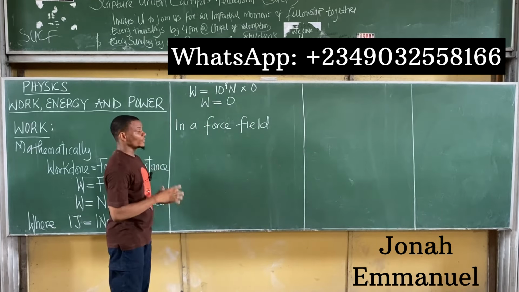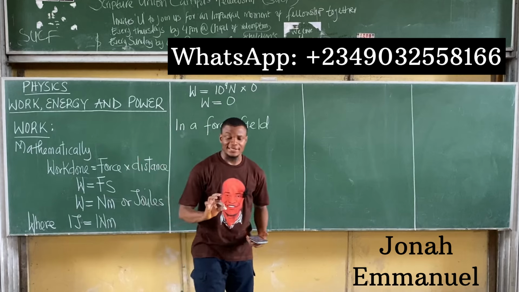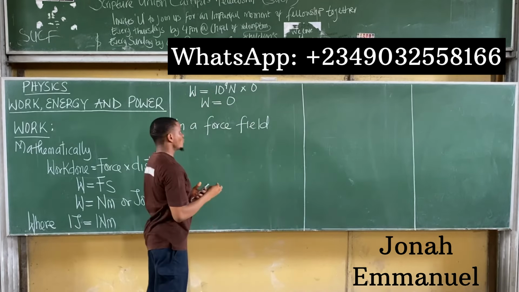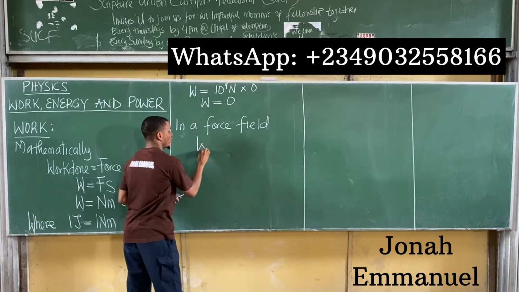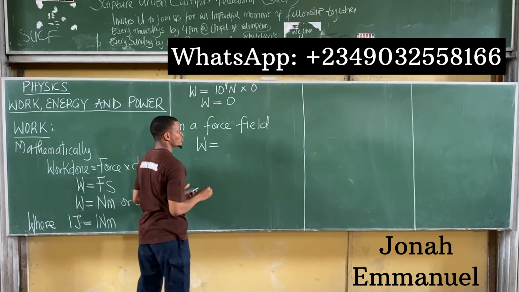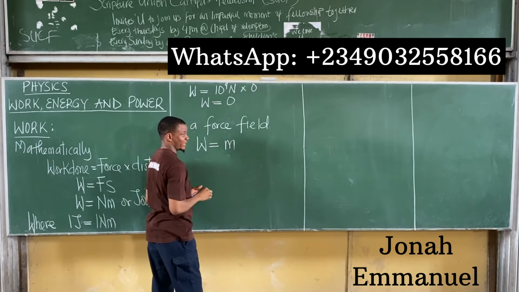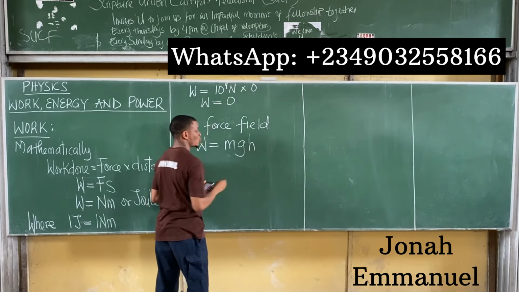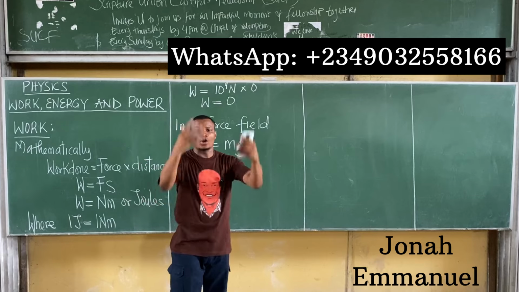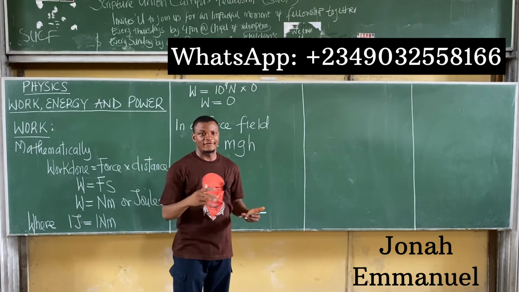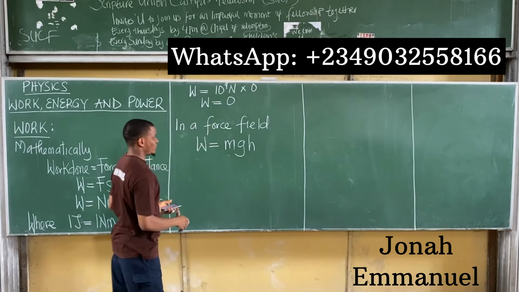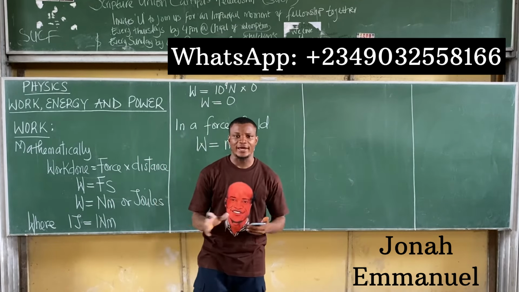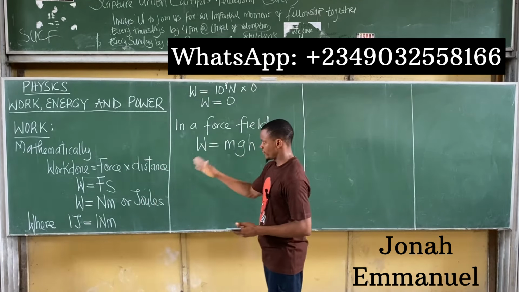All right, so in a force field, here's what to note. When an object is lifted or dropped in a force field, note that the work done, W, is expressed as the product of the mass of the object, acceleration due to gravity, and the height to which the object is either picked up or dropped in a force field. I'll take an example to buttress this point. So let's look at two quick examples to explain these two things, and then we move on.